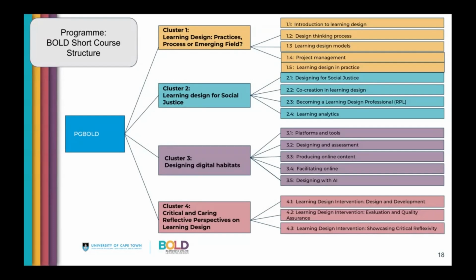PGDIP and you come in via the RPL route, you have to reach the minimum of the compulsory subjects. But then you also pick, there are a few electives that you can pick from the various clusters. Cluster 3, you can see designing digital habitats. This is where we really focused on the practitioner track.